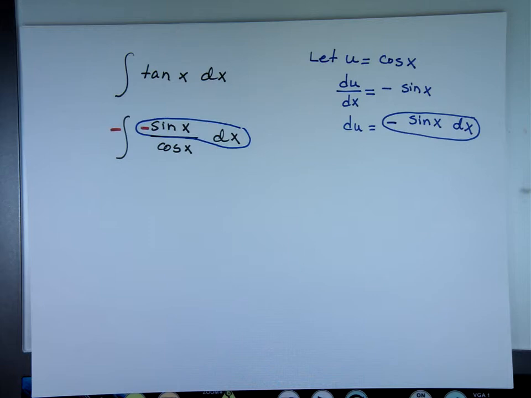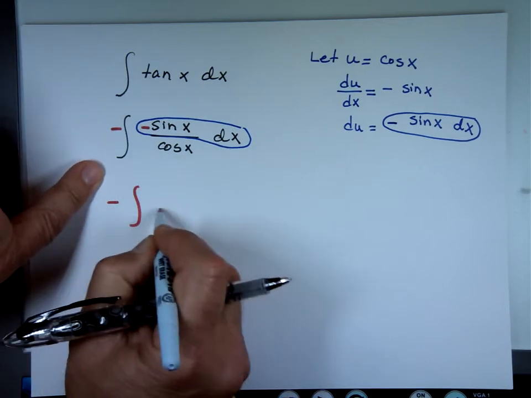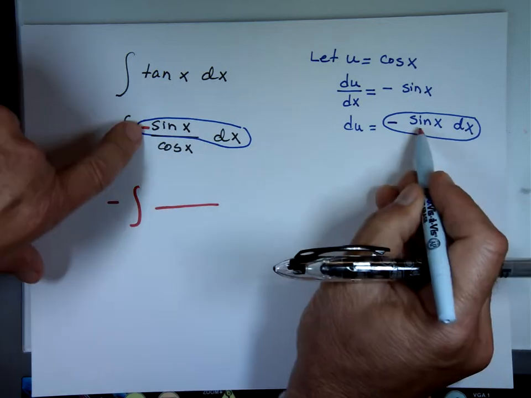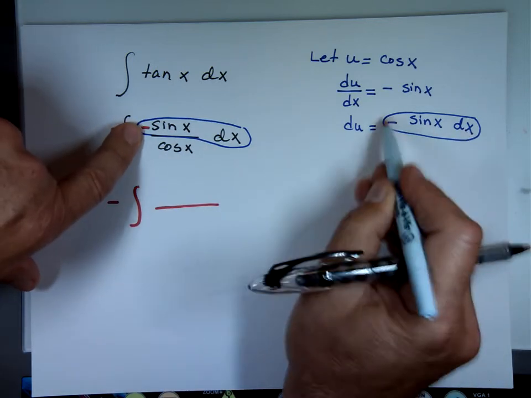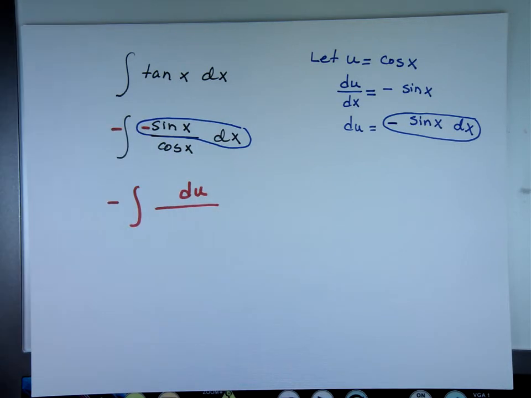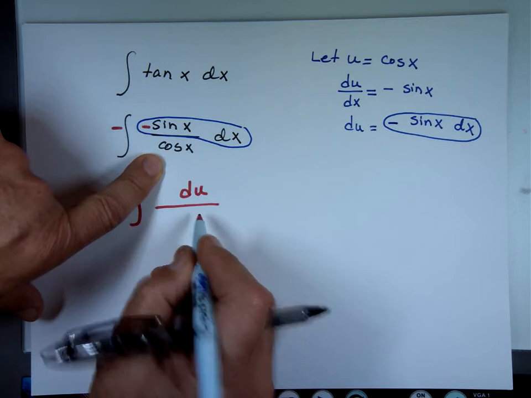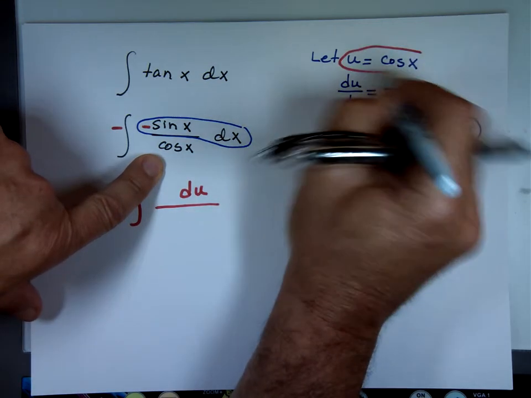Two of them. Because what's a minus a minus? It's a plus. I put it outside instead. I could have put it inside, but why put it inside? So I put one inside, one on the outside. Now, there's the minus sign. What is negative sine x dx? All of that is du. And what is cosine of x? That's u right there, right?